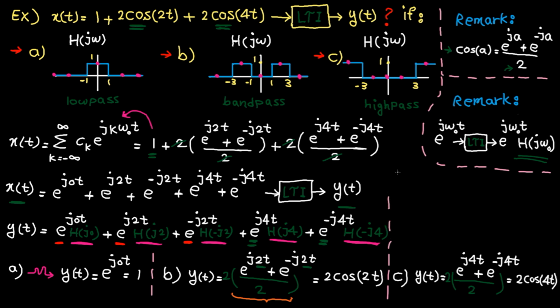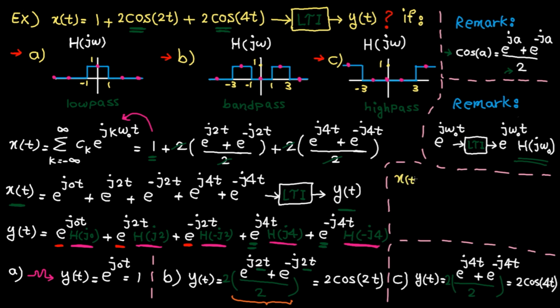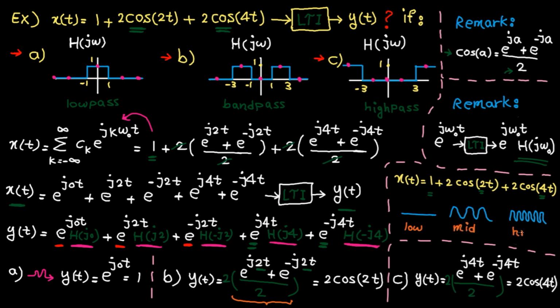That's it. Let's just step back for a moment and try to understand what these calculations mean. The input signal in this example is this. 1 is constant and its frequency is 0 as it's not changing. Cosine 2t is something like this. And cosine 4t is like this, 2 times faster than cosine 2t. We can consider this as the low frequency signal, this as the medium range frequency component, and finally this signal as the high frequency component.